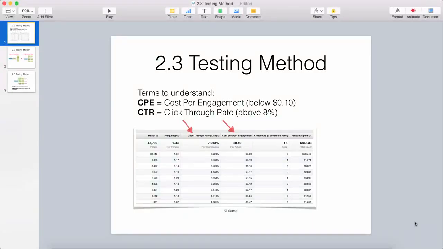In this video, I'm going to show you my method in testing a campaign. Our goal in this testing phase is to test a campaign and then gather data to decide whether to continue running the campaign or kill it.